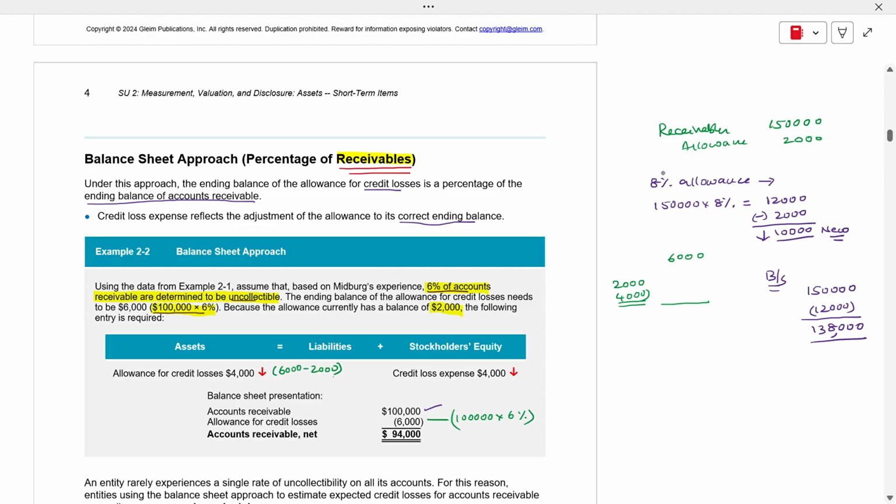Allowance, minus. Okay. Is it okay? Yes. The moment I come across something, I will immediately put it into a small example and explain it to you so that it will be easy for you to understand.